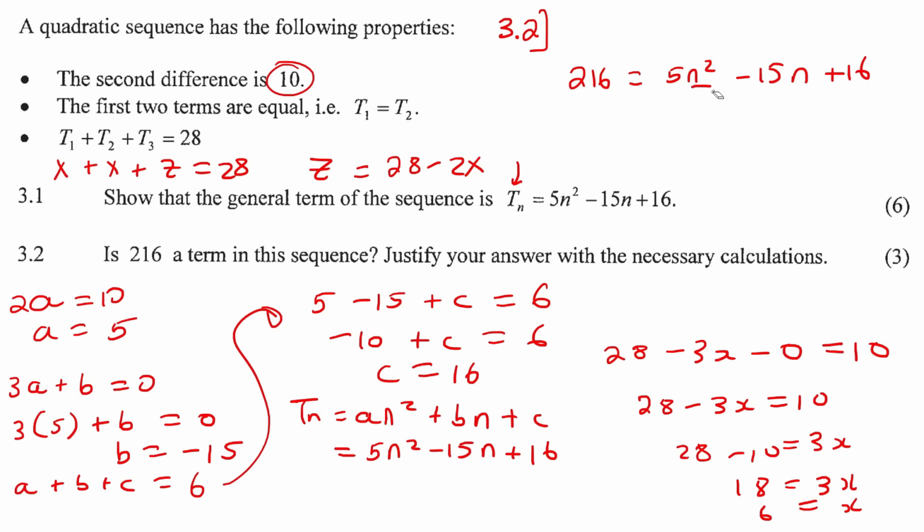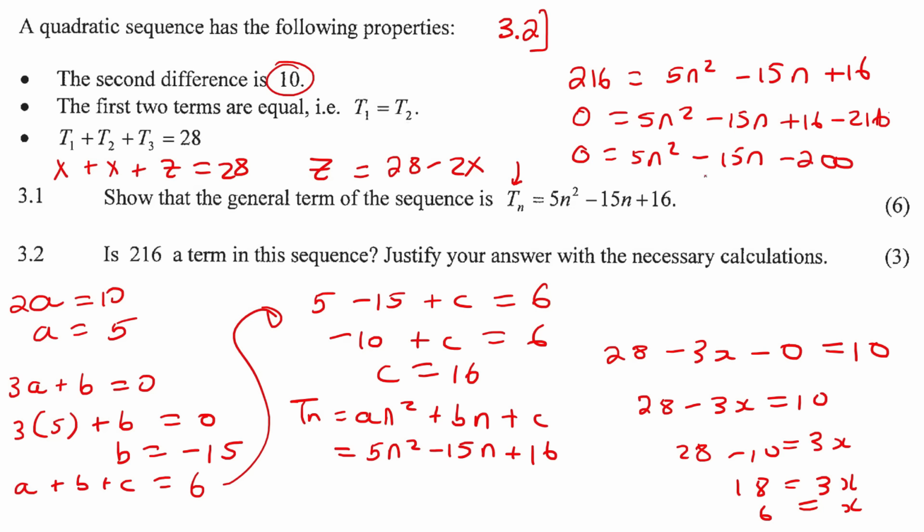So solve this however you feel comfortable, but I'm going to take everything to the right-hand side. And then this will become plus 16 minus 216. And that will then be minus 200. Let me double check. Don't want to make any silly on-camera mistakes here. Minus 200. Yeah. Okay, now you can solve this however you like. I'm going to divide everything by 5. You don't have to do that. I just feel like doing it. And so n squared, take away 3n, take away, what's that, 40? Let me double check. 40.